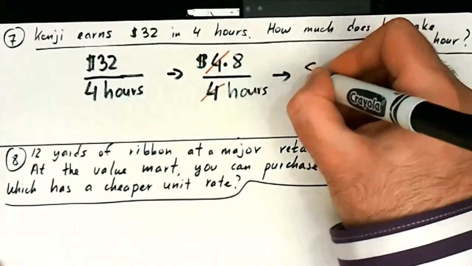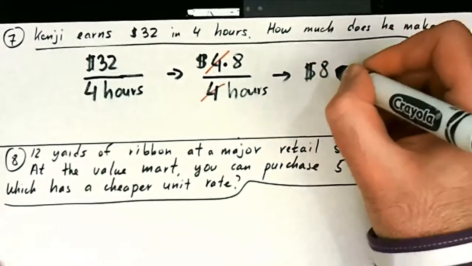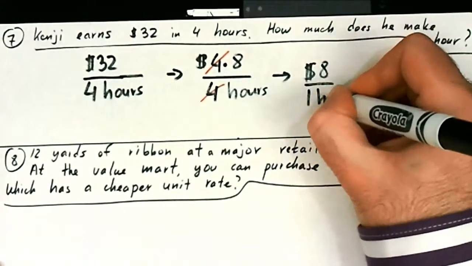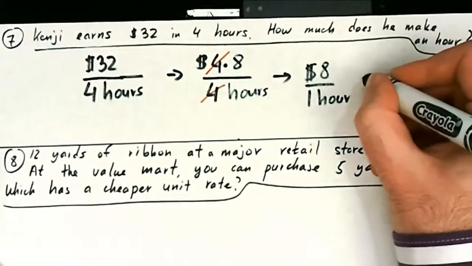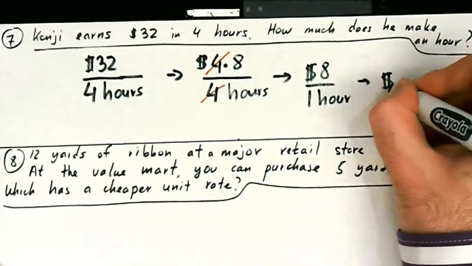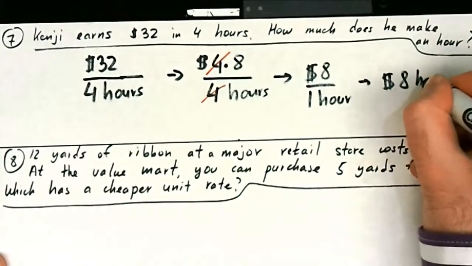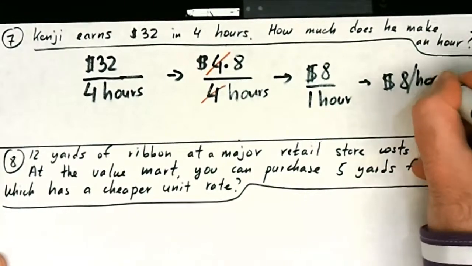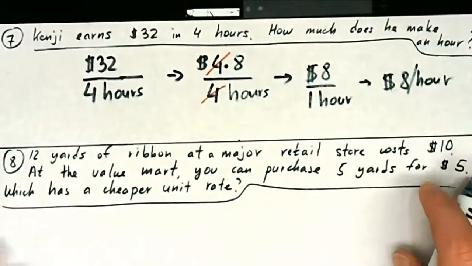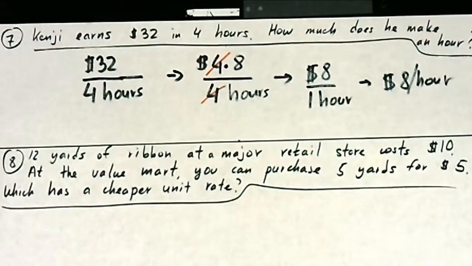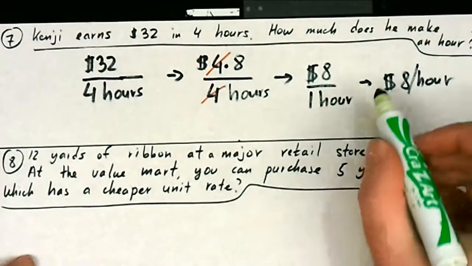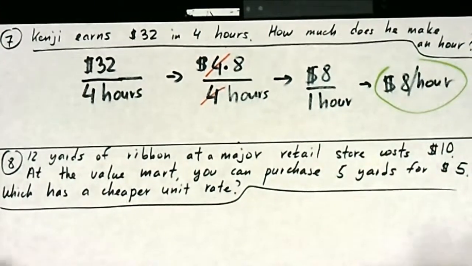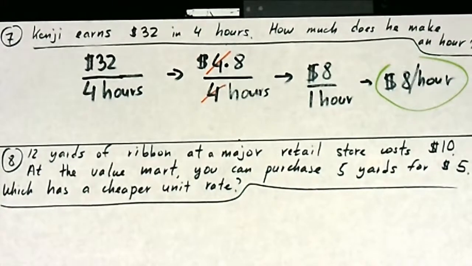So it's $8 over 1 hour, or $8 an hour. And that is the answer to that particular problem. Questions on number 7?